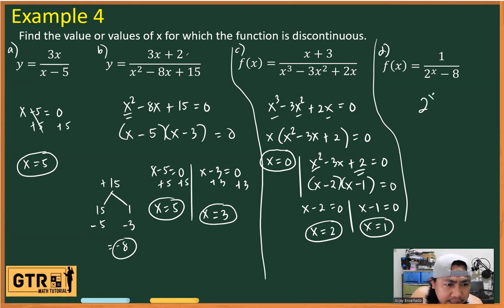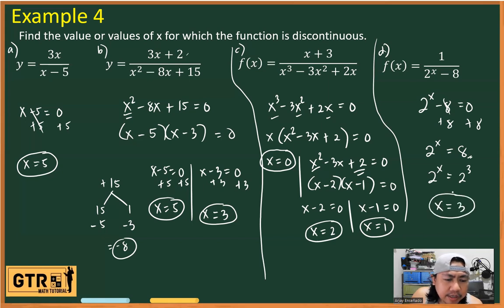For letter D, we have 2 to the x minus 8 equals 0. So solve for x. This is exponential. So add 8 to both sides. Therefore, we have 2 to the x equals 8. Then we can express 8 as base 2. So 2 to the x equals 8 can be expressed as 2 cubed. So therefore, x is equal to 3. The answer, x equals 3.